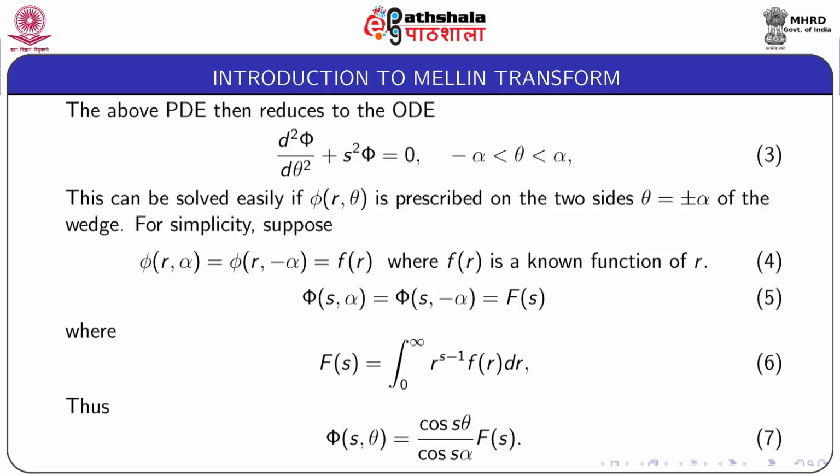and this equation 5 is obtained from equation 4 after multiplying equation 4 on both sides by r to the power s plus 1 and integrating with respect to r from 0 to infinity. Thus, the solution of equation 3, that is capital Phi, is given by equation 7.